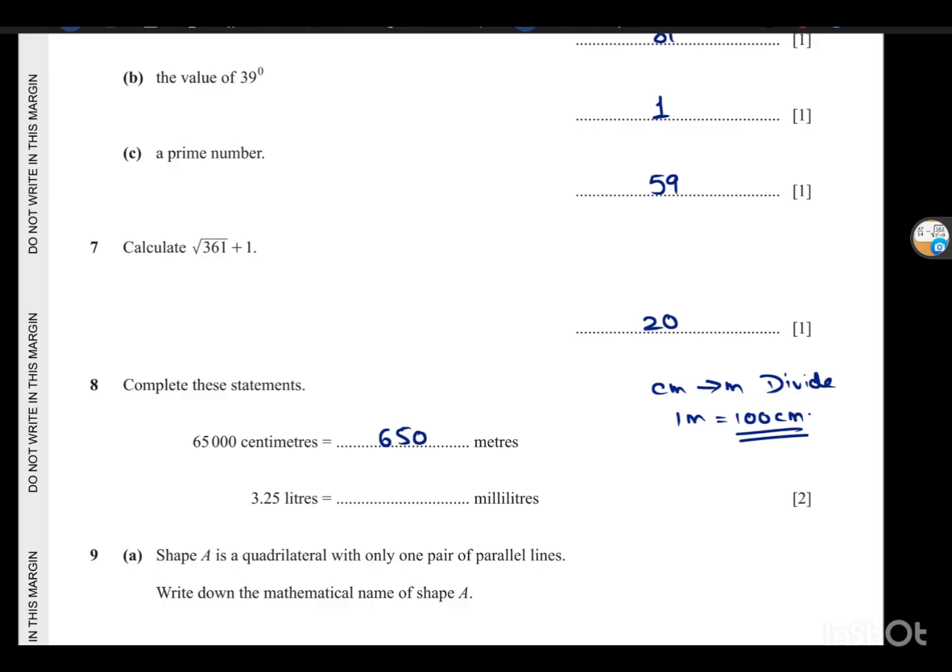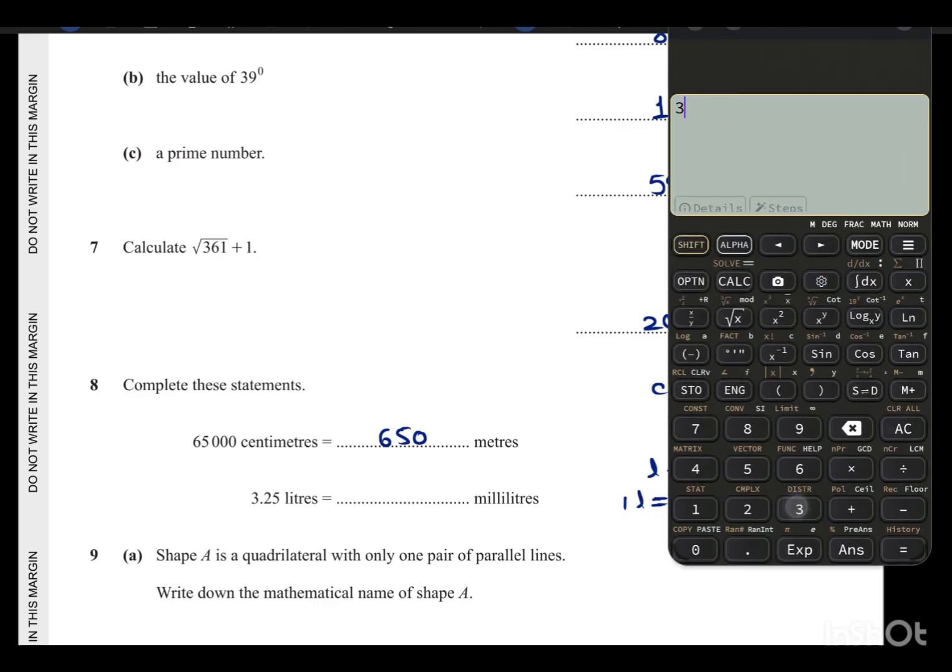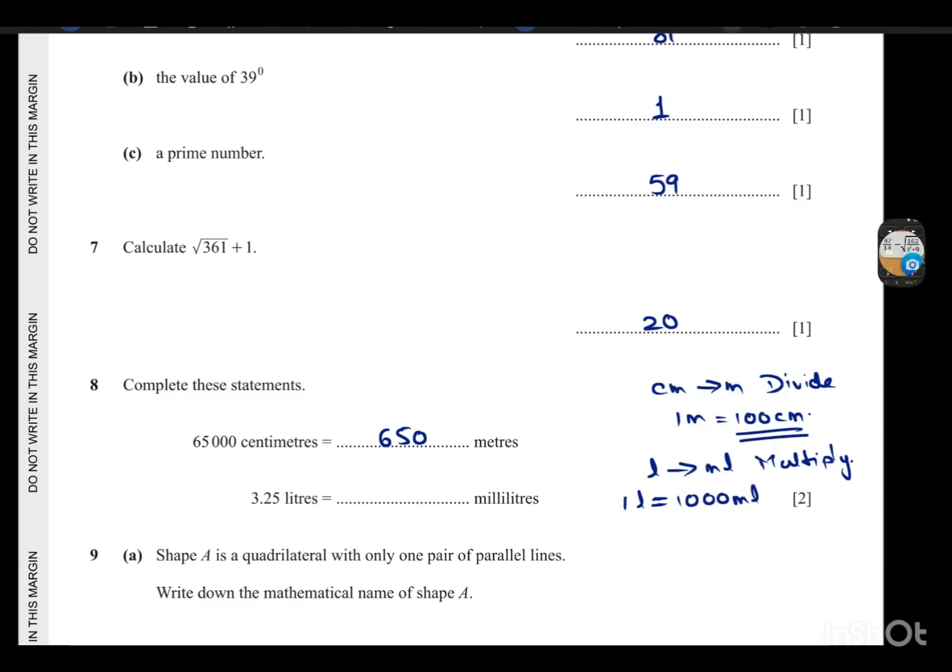Next question is converting liters to milliliters. This is a big to small unit conversion, so here you have to multiply. Multiply by what number? Because 1 liter is 1000 milliliters, you have to multiply by 1000. So 3.25 needs to be multiplied by 1000, giving 3250. Question 8 is done.